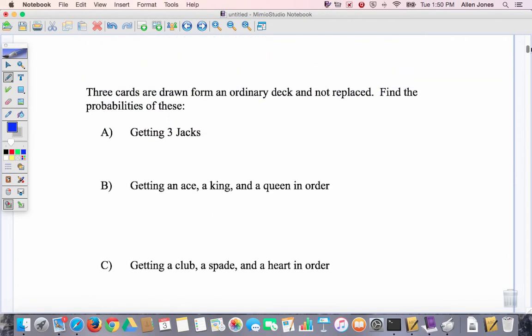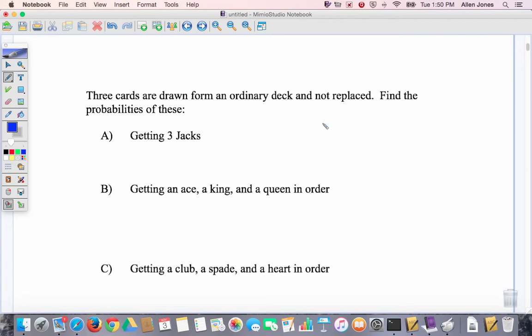So let's look at how our multiplication rules are applied. Our first example says 3 cards are drawn from an ordinary deck of cards and not replaced. So here's our key statement: not replaced makes those events dependent. Find the probability of getting 3 jacks. So the probability of the first card being a jack is 4 out of 52. There are 4 jacks in a deck of cards, 52 total cards. To move on to the next event, the first card had to be a jack, which means there are 3 jacks left because we're not replacing it, and 51 total cards.